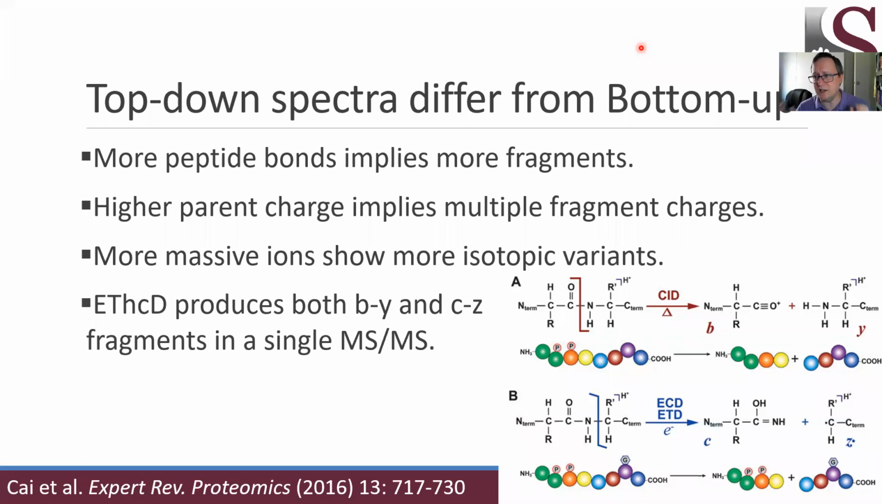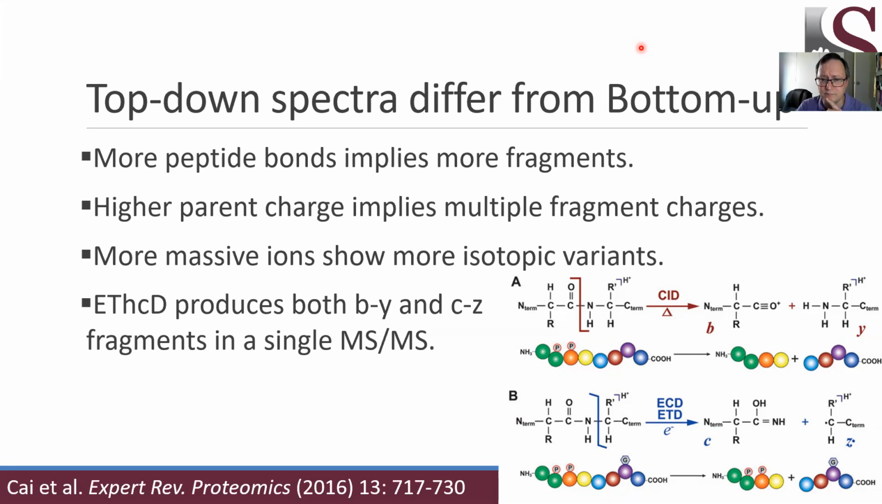If you have a 20 amino acid peptide, there are 19 peptide bonds conjoining them, and shattering any one of those peptide bonds is going to produce an N-terminal fragment and a C-terminal fragment. But if you have 50 amino acids, you have 49 peptide bonds, and each of those 49 breakpoints can yield its own pair of fragment ions. That's quite a lot more information jam-packed into the spectrum than what we would have in a tandem mass spectrum of a peptide.